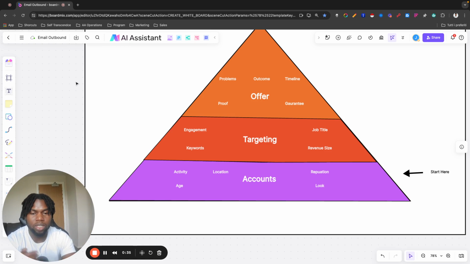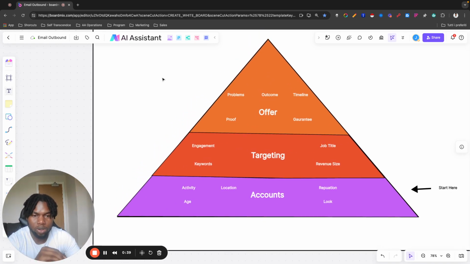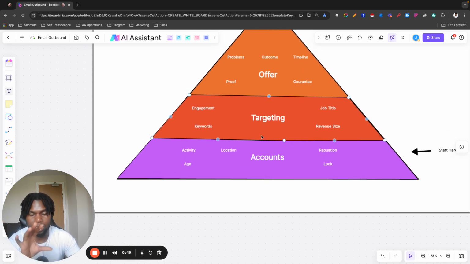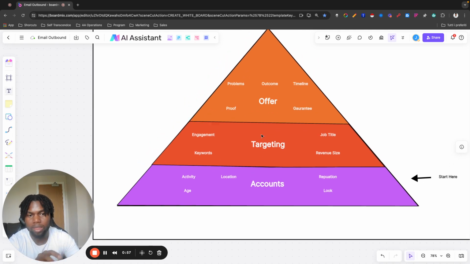Okay, so the first thing I want to talk about is what is this pyramid, right? Now, this pyramid, or this triangle you would say, is something you should build up on. So you have the basis of the accounts, then the targeting, and the offer. And that's the same way I look at an acquisition system. I make sure we have the right quality accounts, we're targeting the right people, and then we're saying the right things.